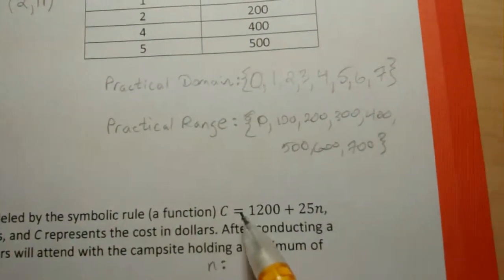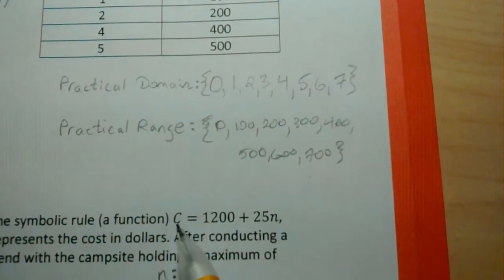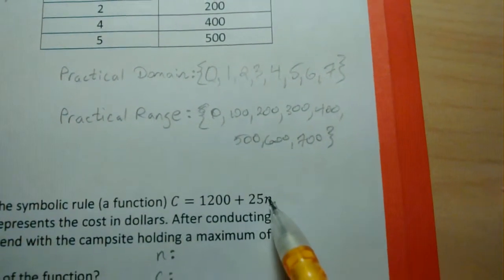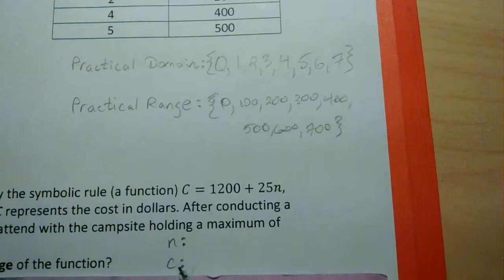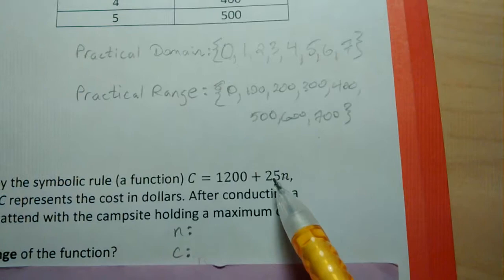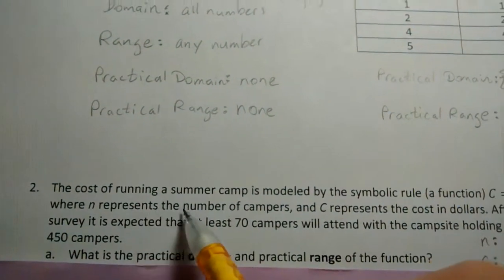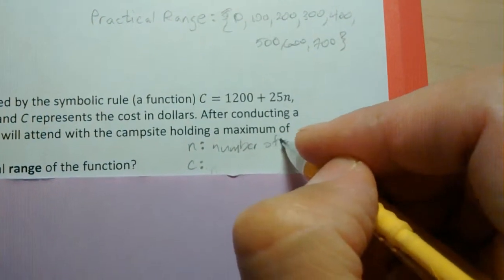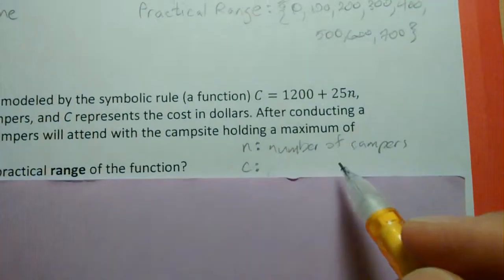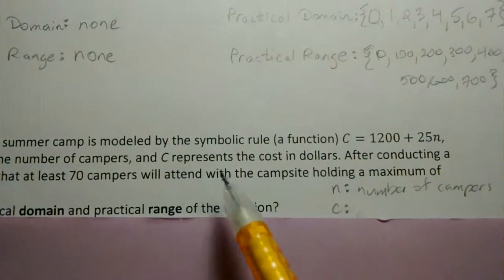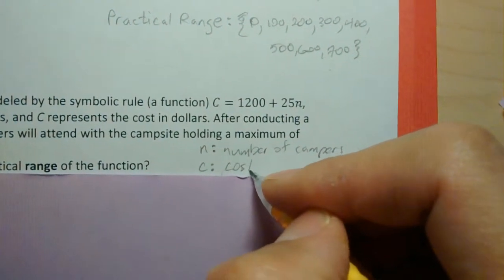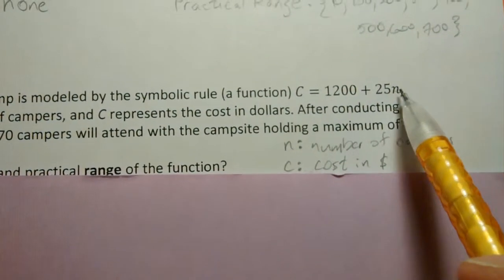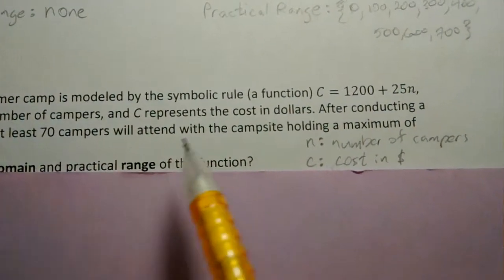So you have to come over here and look at how your function is defined. Here it's by an equation. So which is the input? Is it n or is it c? And hopefully you're thinking it's n. That's the input variable. And what does that represent? I always recommend you come out here and write what n represents. And it's given to us in the situation here. It represents the number of campers. So I'm going to write that down. And c, being the output variable, represents the cost in dollars.